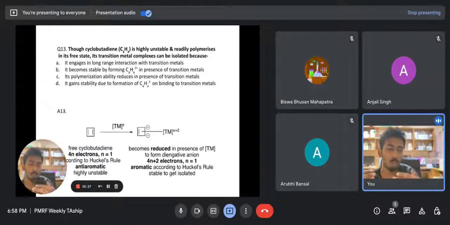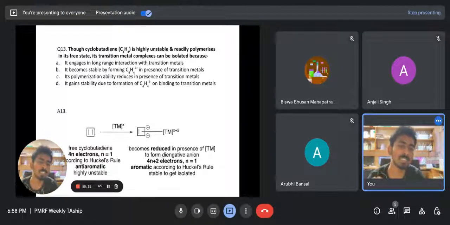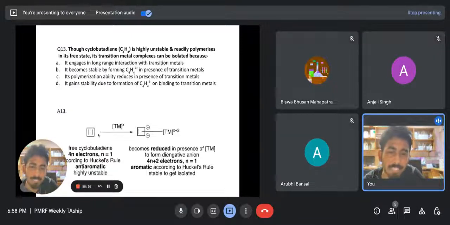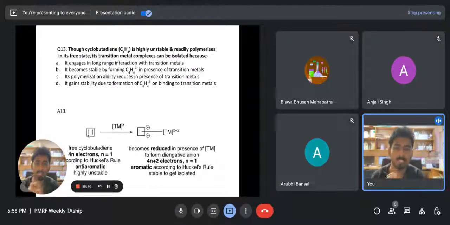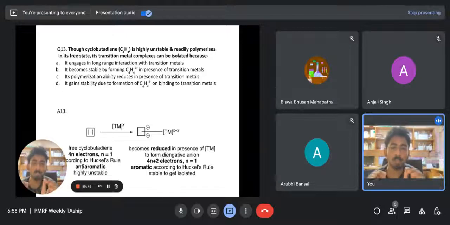Here I have drawn examples of Huckel's rule of aromaticity and anti-aromaticity to answer the question. Here you can see this is a free cyclobutadiene molecule. We have two pi bonds, so we have 4 electrons here. So 4 electrons, which is a 4n number of electrons according to Huckel's rule, is anti-aromatic in nature. And anti-aromatic compounds are highly unstable.